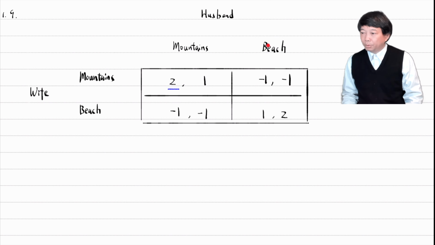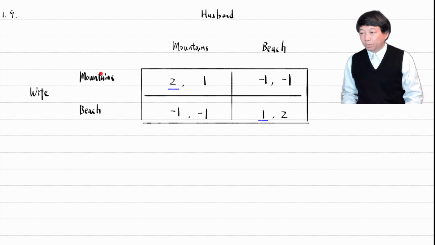Suppose the husband chooses to go to the beach. The wife's best response is to go to the beach because it brings a higher payoff. We underline her payoff 1. Next, we figure out the husband's best response.